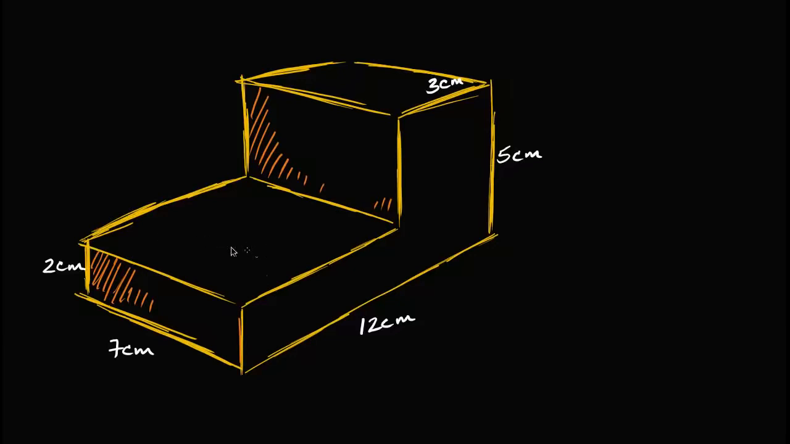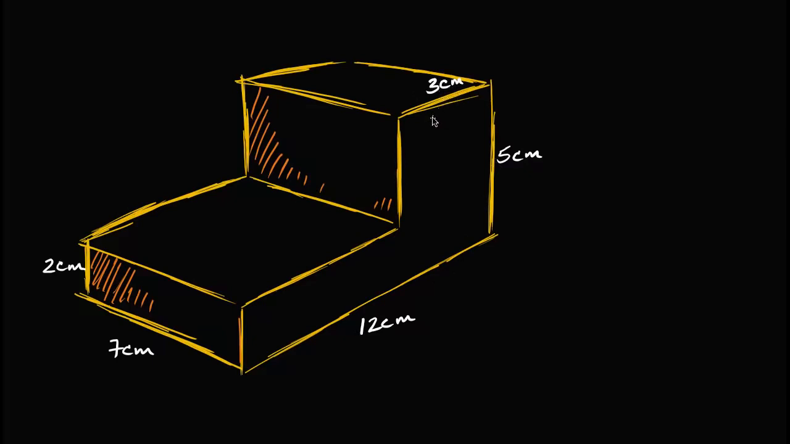Let's see if we can figure out the volume of this figure over here. And they've given us some of the dimensions. We see this side over here is 2 centimeters, this is 7 centimeters, this is 12 centimeters, this is 5 centimeters, this is 3 centimeters. And so like always, pause this video and see if you can figure it out.